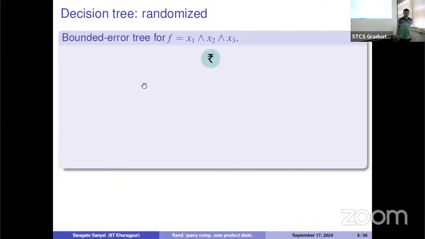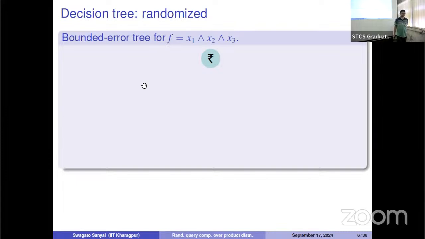So this talk is on randomized decision trees. A randomized decision tree can be defined in various ways; there are various equivalent definitions. The view we'll adopt is that it's a probability distribution over deterministic trees. So let's see an example.